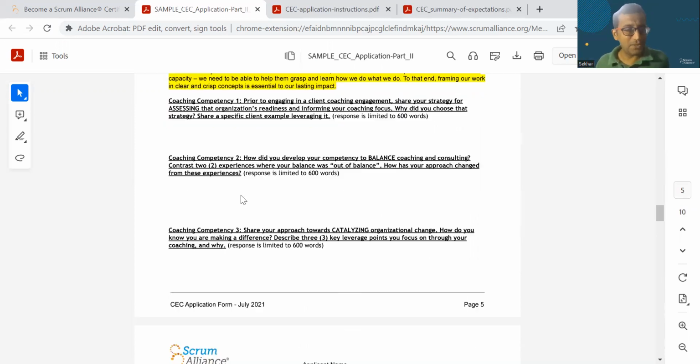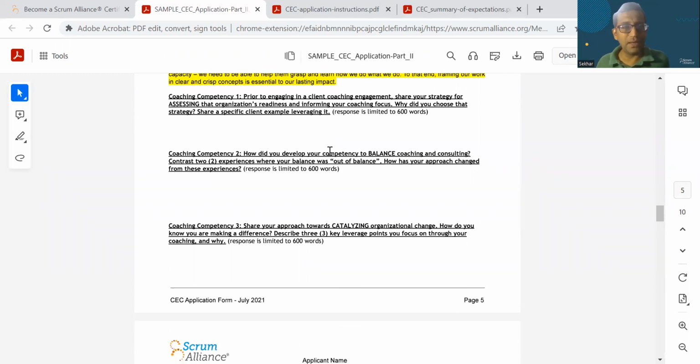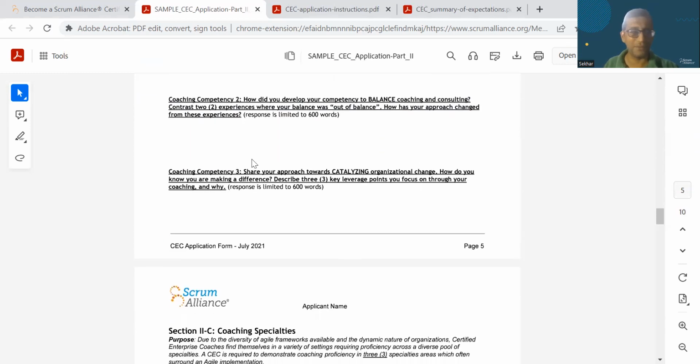Yeah. So coaching competencies: how did you develop your competency to balance coaching and consulting? Contrast experiences where your balance was out of balance, and how has your approach changed from these experiences? So this is where we want to learn how you balanced between coaching and consulting, because many coaches are tempted to do consulting in many coaching experiences. So that's the contrast that we wanted to learn from you.